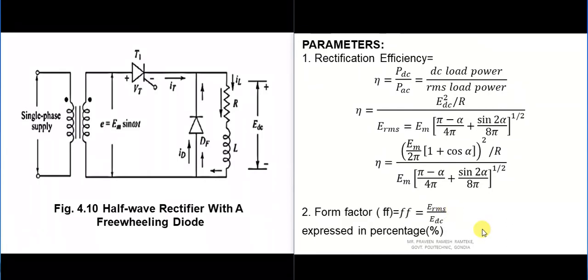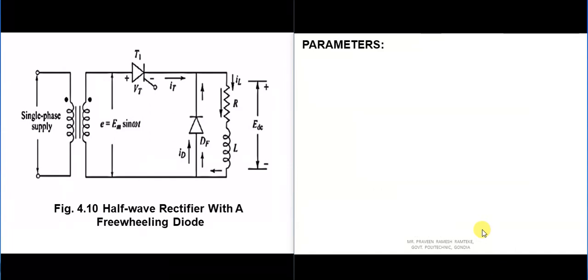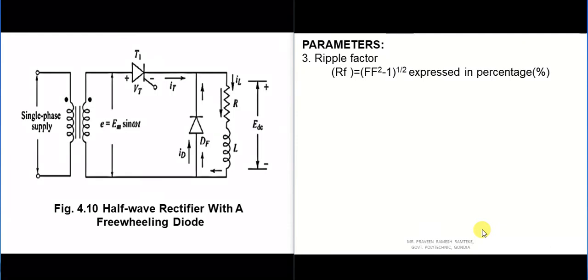Form factor is the ratio of ERMS by EDC and it is expressed in percentage. Ripple factor is given by (form factor square minus 1) whole to the power half. In other words, ripple factor is equal to the square root of form factor square minus 1, and it is also expressed in percentage.